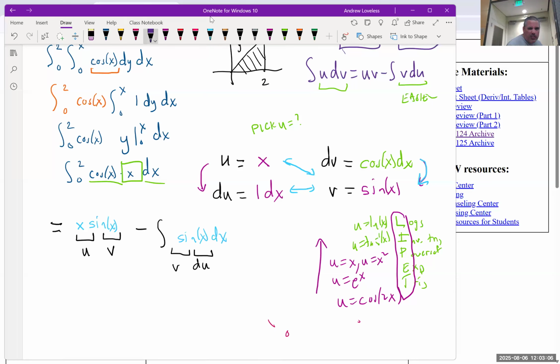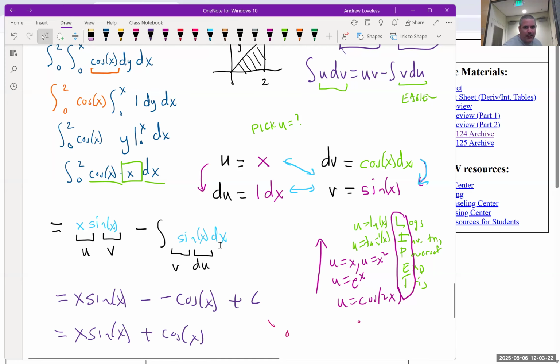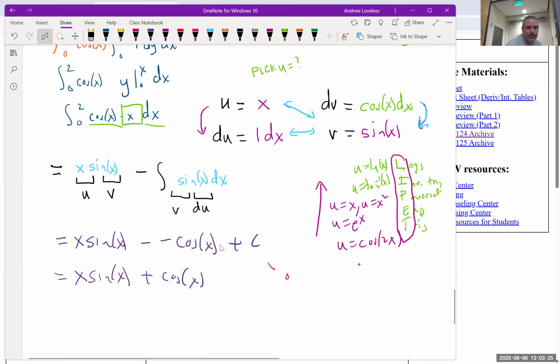So then we say, where did sine come from? It comes from negative cosine. And then we have our answer. Oh, in this case, we had bounds, so I should finish it. I got sidetracked talking about this. This is kind of a bad example because you're going to be plugging 2 into sine and cosine.